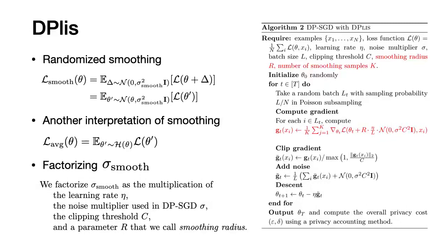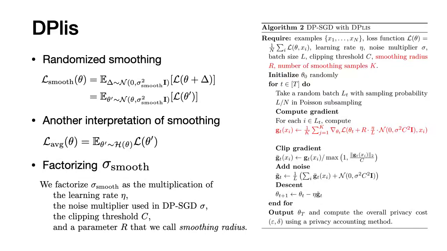Okay, let's get to how we apply the smoothing. We utilize the randomized smoothing technique. We simply convolve the original loss with a Gaussian distribution. And sigma smooth here controls the strength of smoothing. This technique is fairly simple, but the question is how we can decide the smoothing strength.